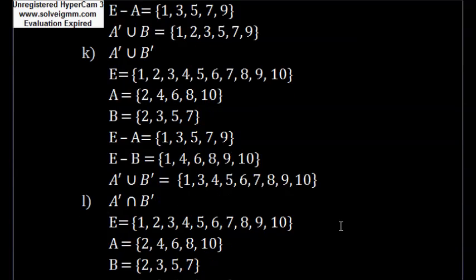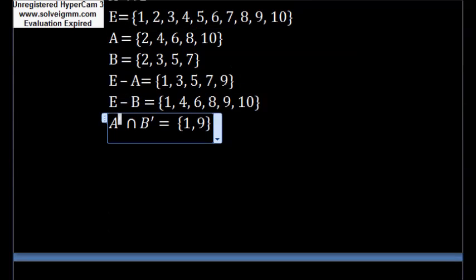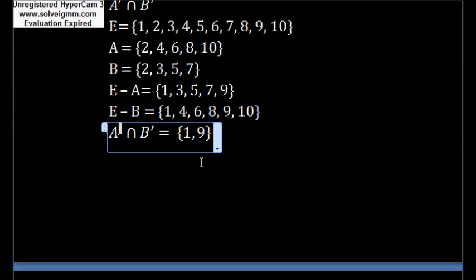And in the intersection, again, you have to find the common elements between A complement intersection B complement. It means common elements between A complement and B complement, which are 1 and 9.